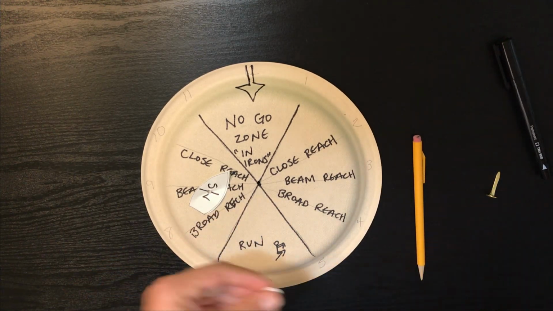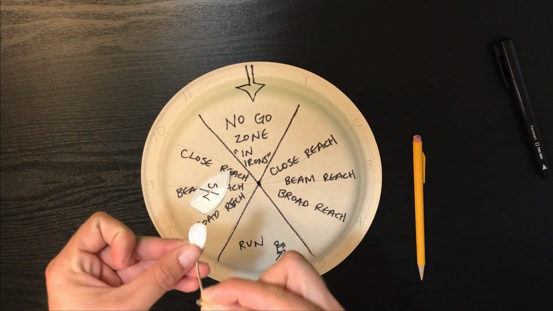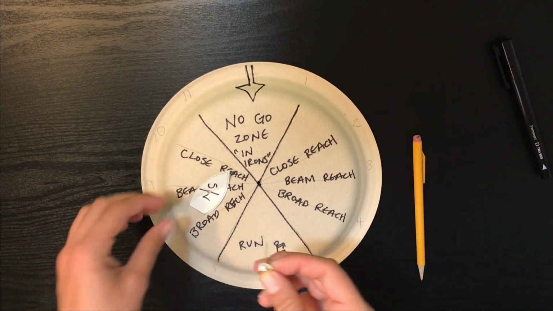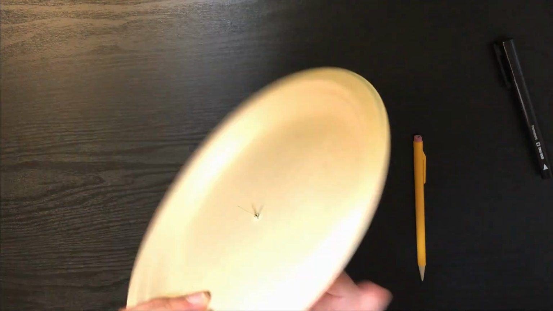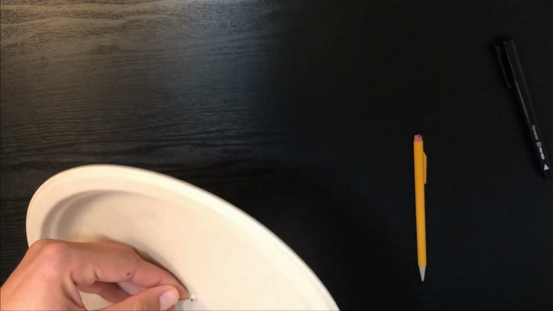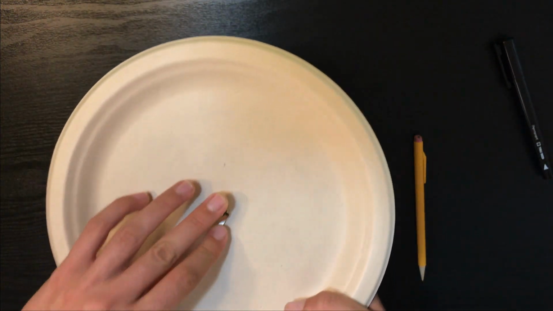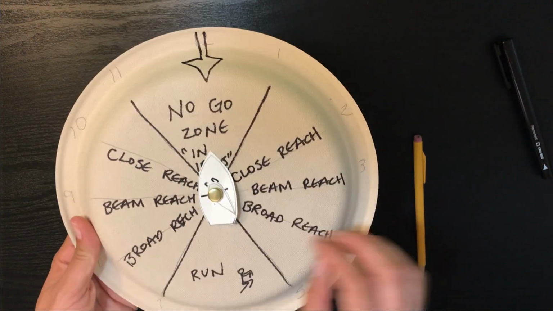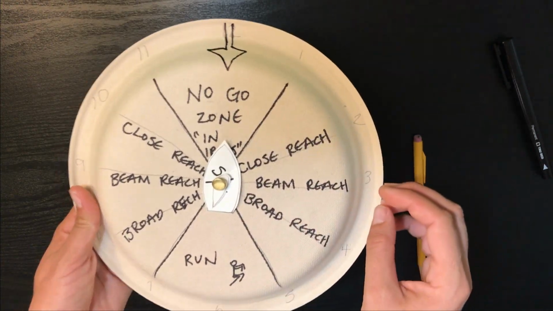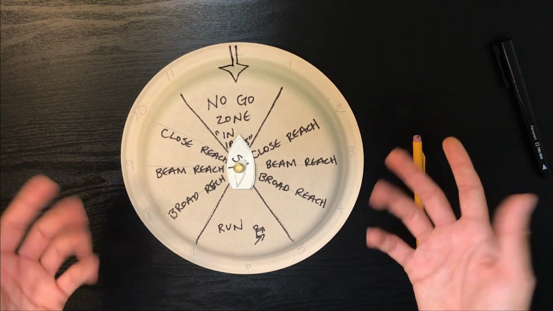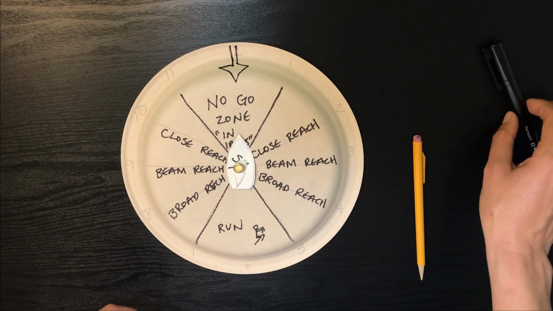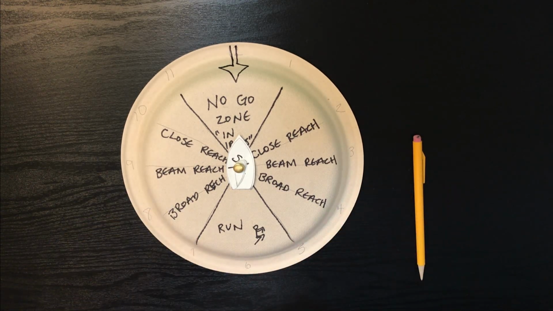Alright, grab your fastener, put it through your sail, put it through your boat, put it through your wheel, turn it over, and open it up to fasten it together. There you go. Excellent. So, there you have it.